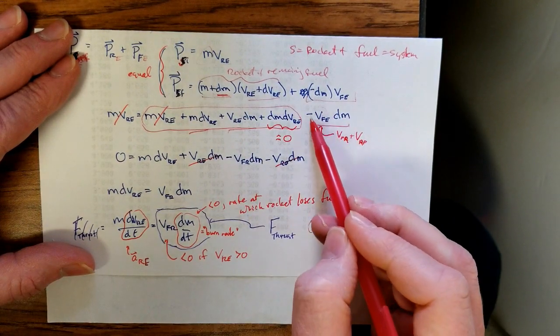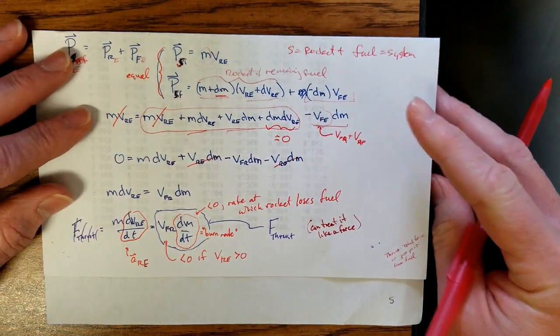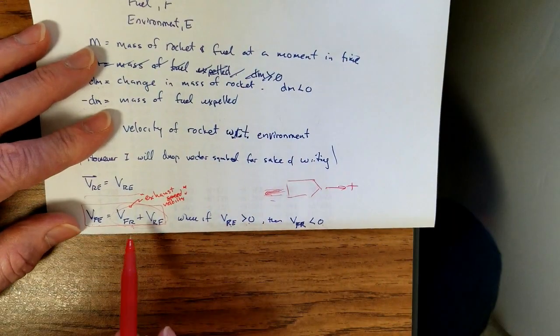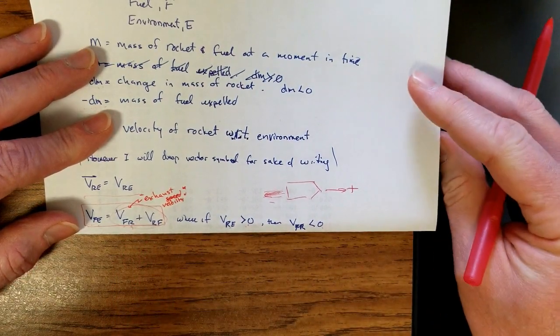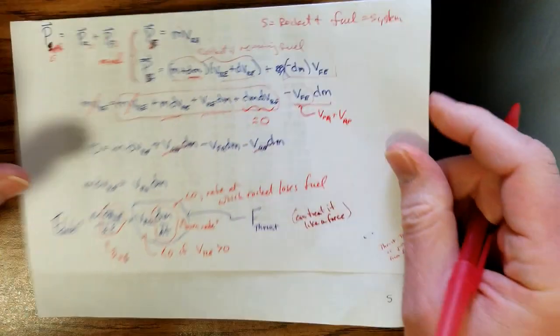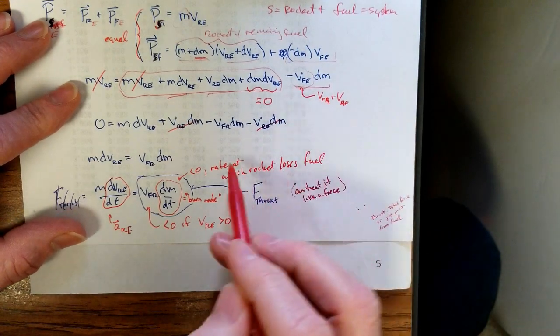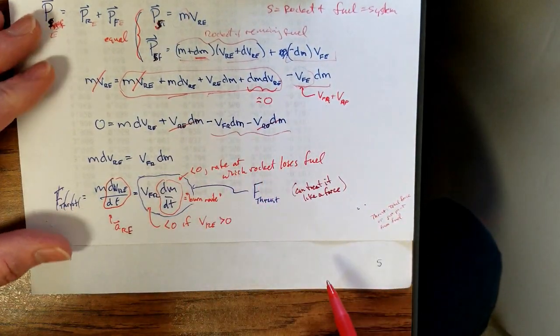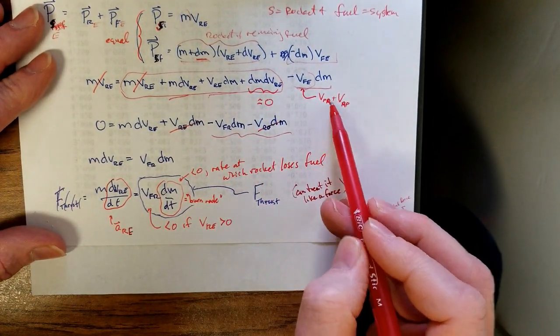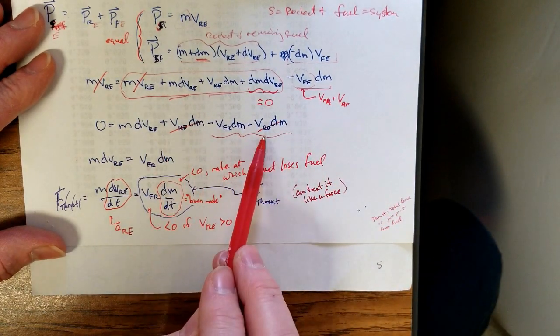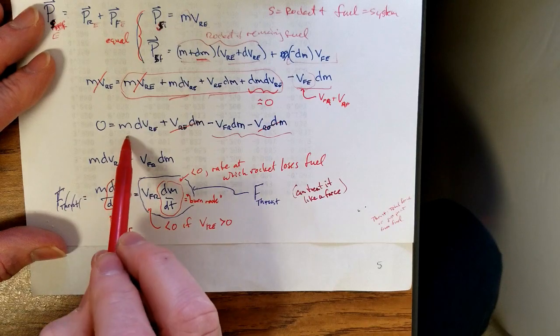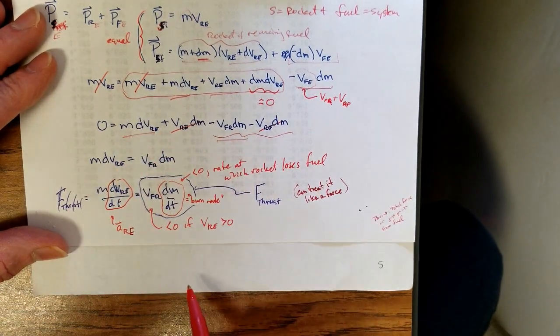But recognize the velocity of the fuel with respect to the environment, as we have over here, is the velocity of the fuel with respect to the rocket, plus the velocity of the rocket with respect to the fuel. And so I make that substitution in there, and that expands to this. So VFR plus VRF times dm. These two terms cancel out, and what I'm left with is just this term and that term.